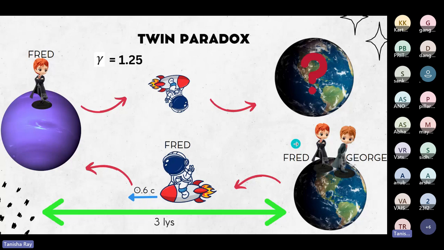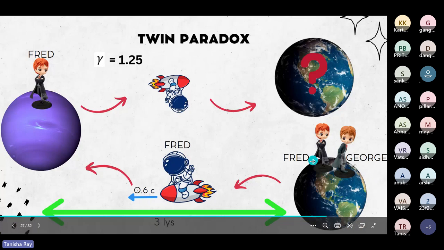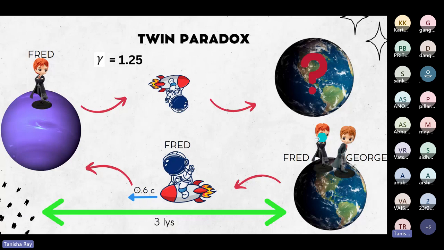So he sets out on his spaceship and travels to the purple planet far, far away, and then returns back to Earth. During this entire time, George is there waiting for his brother to return. And while all of this is happening, in George's frame, it's Fred who is moving, and therefore time is getting dilated for him. And therefore, less time is elapsing for Fred as compared to George.